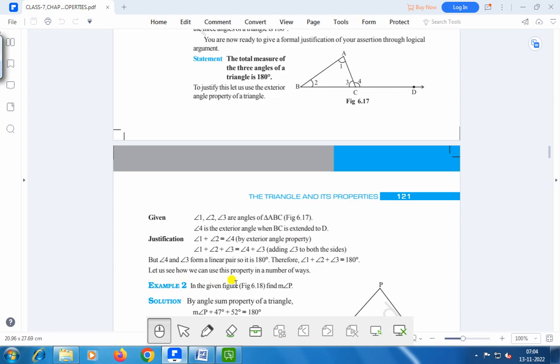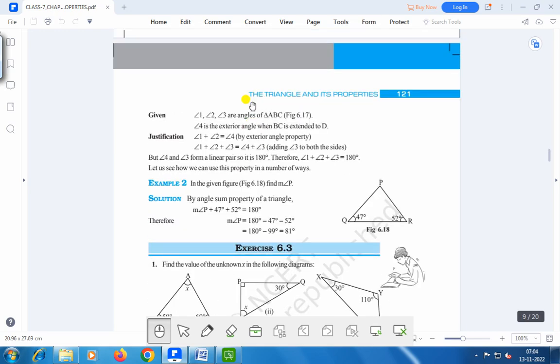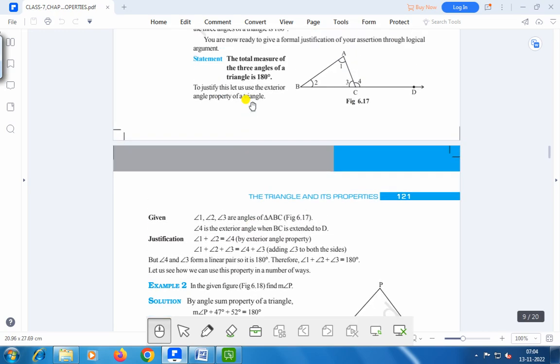Let us see how we can use this property in a number of ways. Here, remember that the total measure of the three angles of a triangle is 180 degrees. Now we'll use this property in Exercise 6.3.